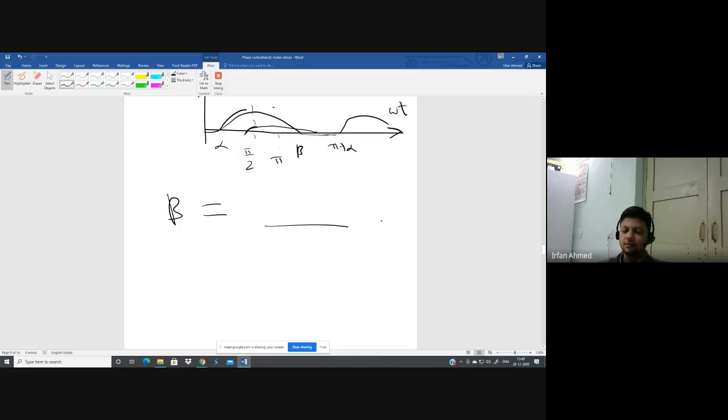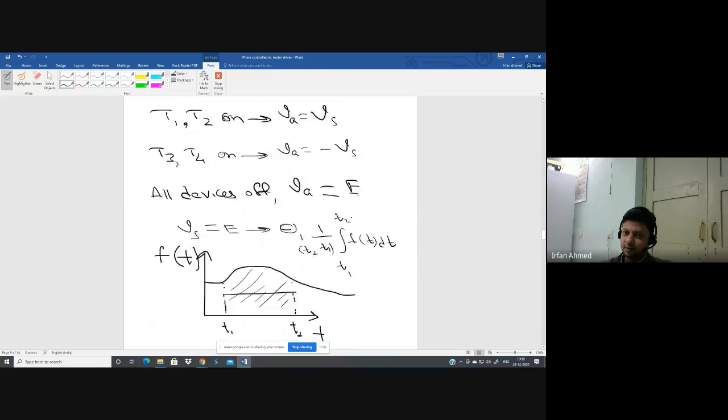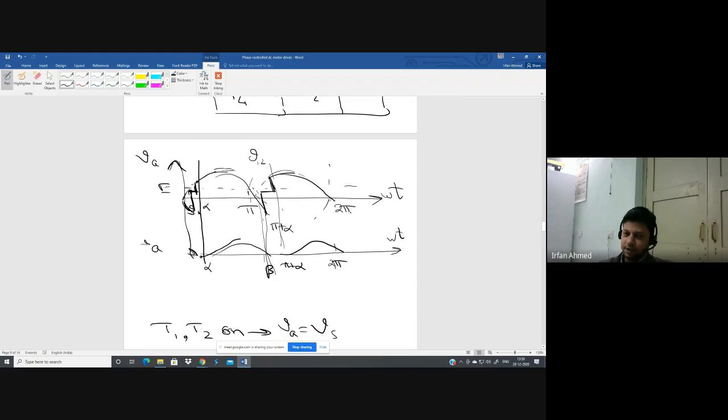Nobody has studied the formula for beta because there is no formula for beta. Okay? So, if there is no formula for beta, how do you find the value of beta? Because it has to be found. If you want to find the average value, you need the value of beta. Okay. So, how do you find beta?